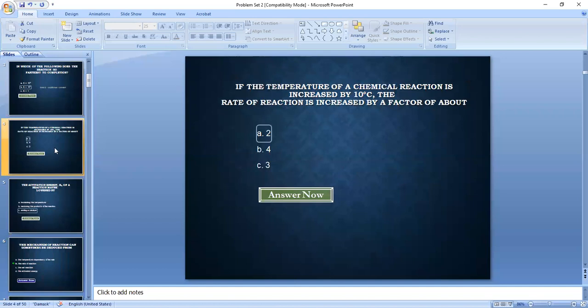Now, next question. If the temperature of a chemical reaction is increased by 10 degrees Celsius, the rate of the reaction is increased by a factor of about 2. So there is this primary principle that for every 10-degree rise in temperature, the rate of the reaction doubles. So that is the factor by which your rate of reaction is going to increase. Okay, next.